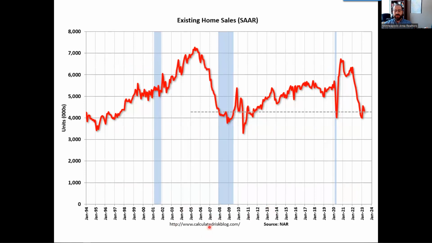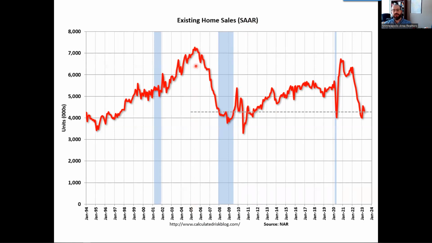This is from NAR, with analysis and data visualization done by my friend Bill McBride at the Calculated Risk blog. He does a terrific job. I very much encourage you guys to check it out. He does some econ, some housing, a little demographic and socioeconomic stuff, but it really has a housing focus, and he does a really good job. So, existing home sales at a seasonally adjusted annualized rate.